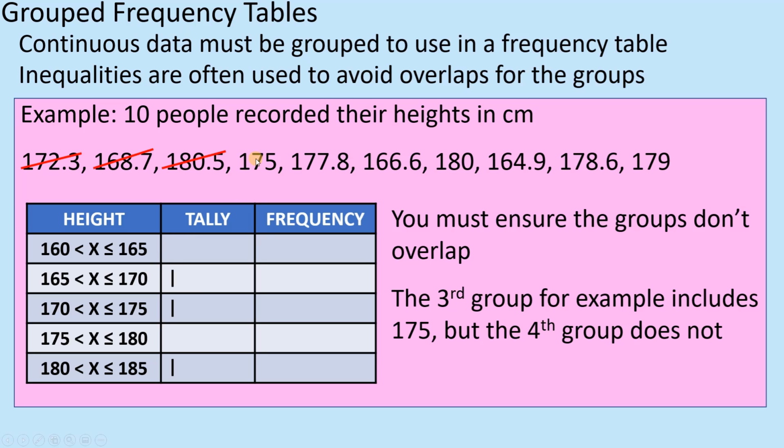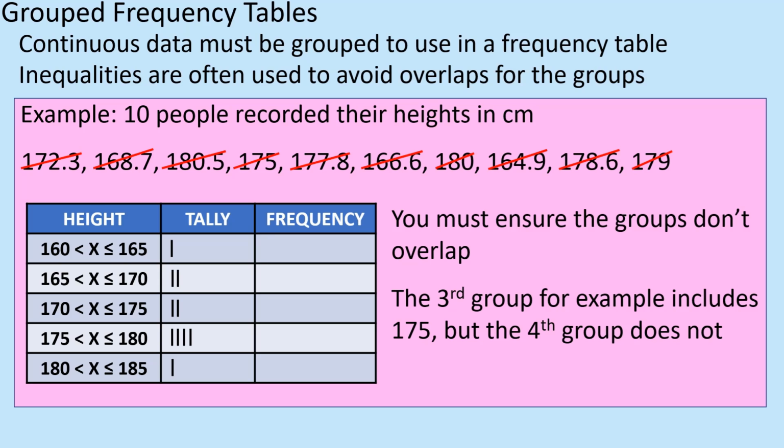175, well, this is another one, isn't it? So where's that going to go? Well, it should fit this one, shouldn't it? In fact, it even mentions it over here. The third group, for example, includes 175, but the fourth group does not. So that one is going to go there. Let's just double check. Yep. 177.8 there, 166.6, and then this is the 181 I mentioned, but that should go here. Yep. 164.9, 178.6, and 179 finally there, and that gives us our tally.